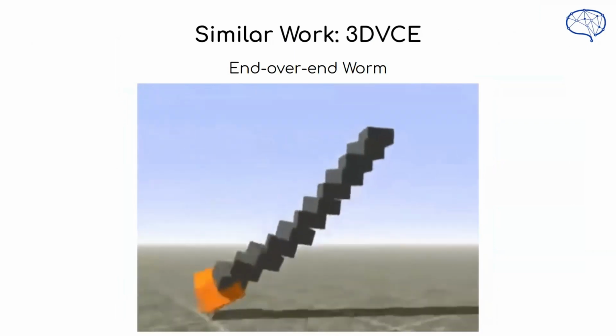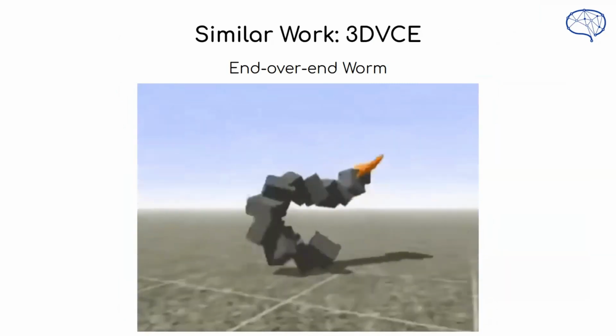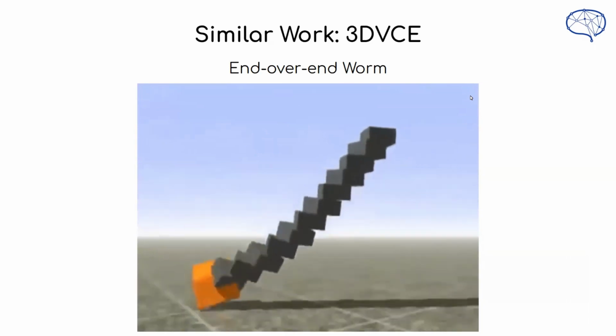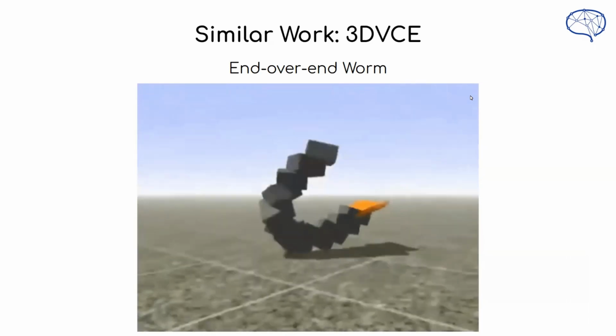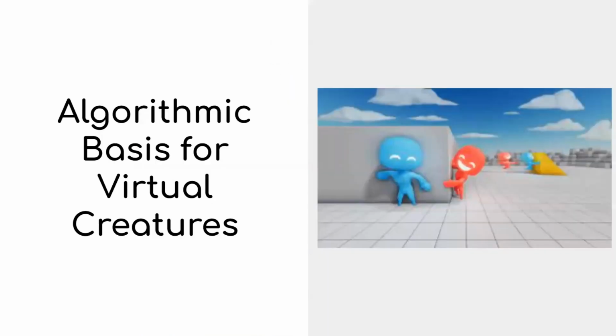And this is one of their prime evolutions, which is the end-over-end worm. It has a similar worm-like structure, but it's been discontinued. So what we're working on is making our program more accessible, public, and just generally updated with modern technology. So let's get into this. What's our algorithmic basis? How are we tackling this issue?